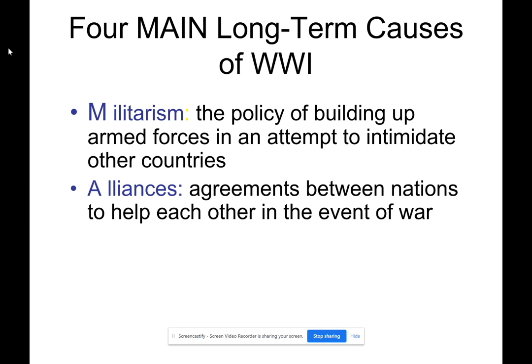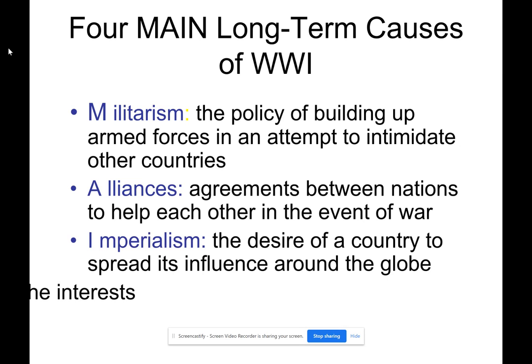Alliances are agreements between nations that help one another in the event of war. These are allies. Imperialism is the desire of a country to spread its influence around the globe. Imperialism mostly deals with countries conquering other people and acquiring more territory and more land.